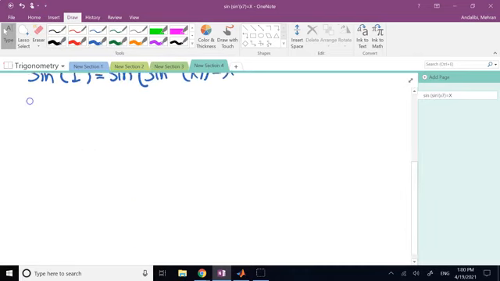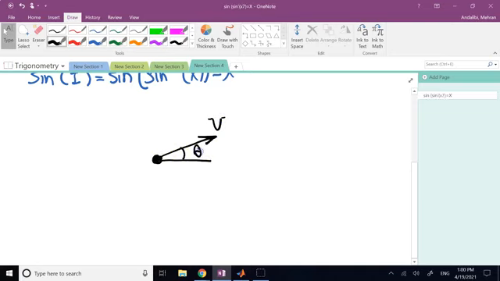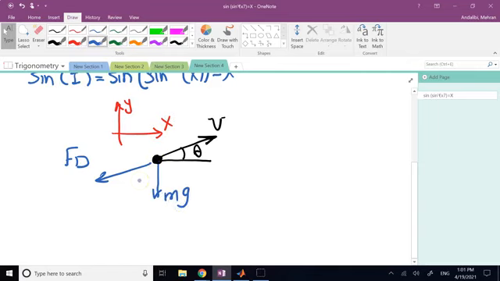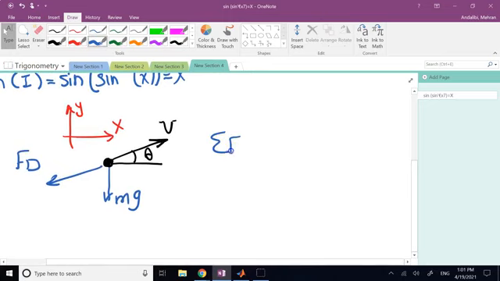Now you might say, where would you use this? Well, one of the places you use it is in drag equations for a projectile. So if you have a projectile up in the air moving in this direction, so this is v, and this angle is theta, you know that the drag force is acting opposite to the direction of the velocity, and if I use traditional x and y, and let's say I also have mg, here I'm neglecting lift, just drag and mg. So if I want to write the sum of the forces in the x equation, since this angle is also theta, it is going to be negative fd times cosine of theta, right?